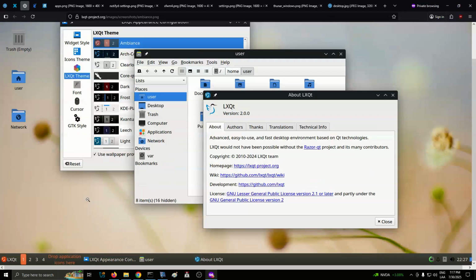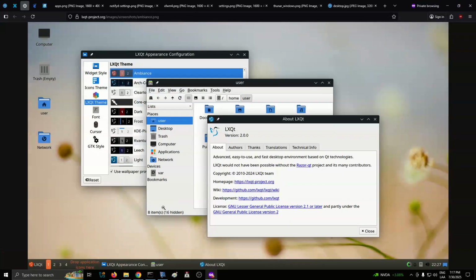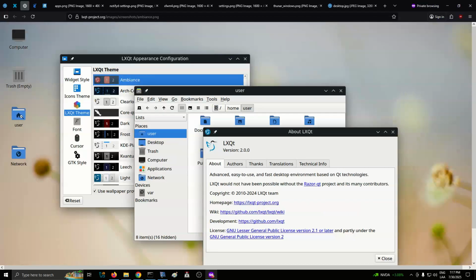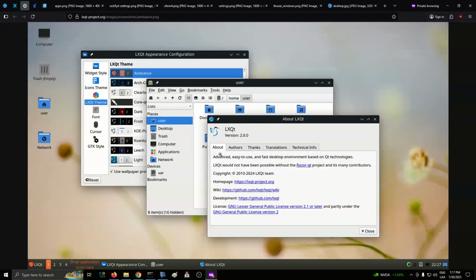Heck, it was even lighter than XFCE the last time I compared the two on Linux Mint. It's also armed with plenty of cool themes and is available on most of the popular distributions. Again, LXQt isn't as flexible as XFCE, but if you want a somewhat modern-looking interface without spending a long time running scripts or installing extra packages, it's what you're looking for.